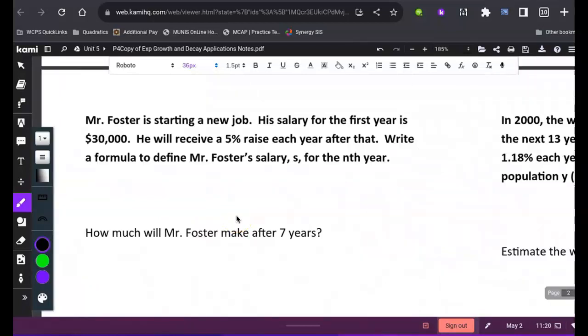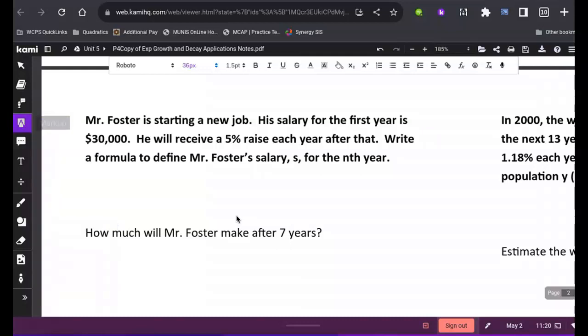So Mr. Foster is starting a new job. His salary for the first year is $30,000. He will receive a 5% raise each year after that. Write a formula to define Mr. Foster's salary, S, for the nth year. So we have a couple of different things that we need to highlight. So go ahead and grab a highlighter out of your black caddy.